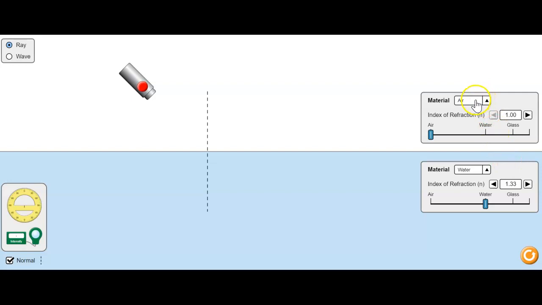Well, I know that when light goes from air to water, it's going to slow down, and that's going to cause my ray to bend towards the normal. I can see my angle of refraction is going to be less than my angle of incidence, right? That ray is bending towards the normal. But how does that relate to our index of refraction? Well, let's say I change the second medium to glass. I already know that glass is more dense than water, so I'm going to expect this refracted ray to bend even more towards the normal.